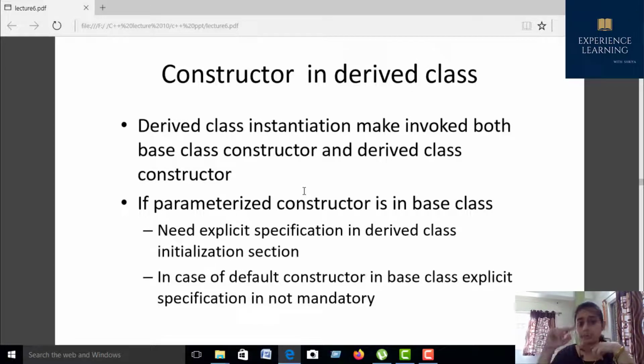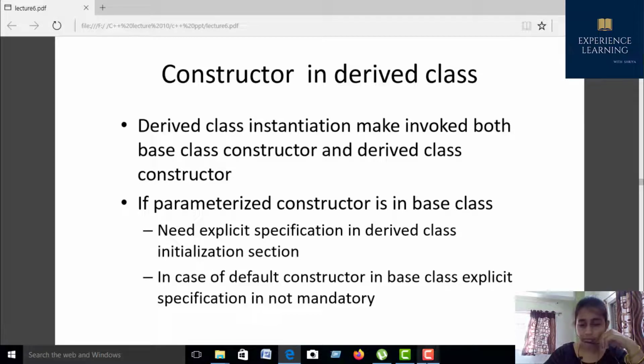Okay, if you have the base class constructor default, then whatever the constructor in the derived class is, explicit initialization is not mandatory. But if we have a parameterized constructor in the base class, then explicit initialization of the base class constructor in the derived class is important.